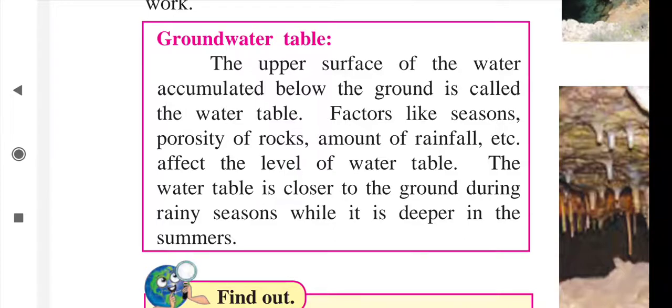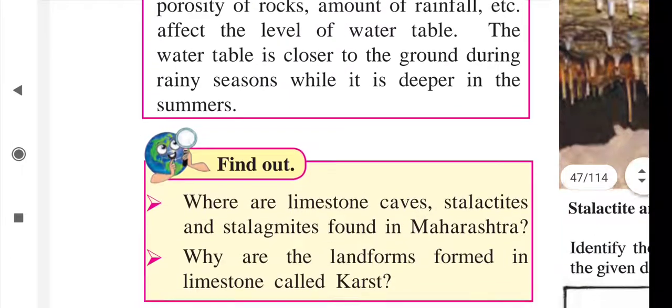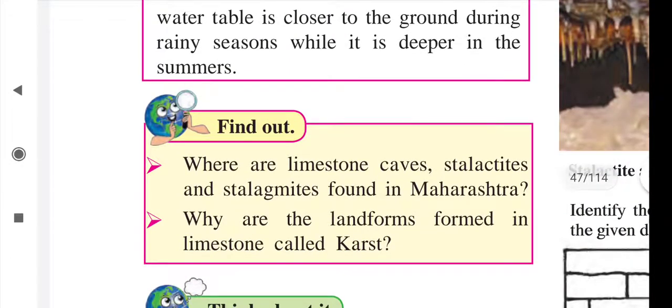So here it is said that the water table is closer to the ground during the rainy season, while it is deeper in the summer. Means what? In the summer season the water level goes down, because the amount of water in the earth's surface reduces, and in the rainy season it comes closer to the ground.